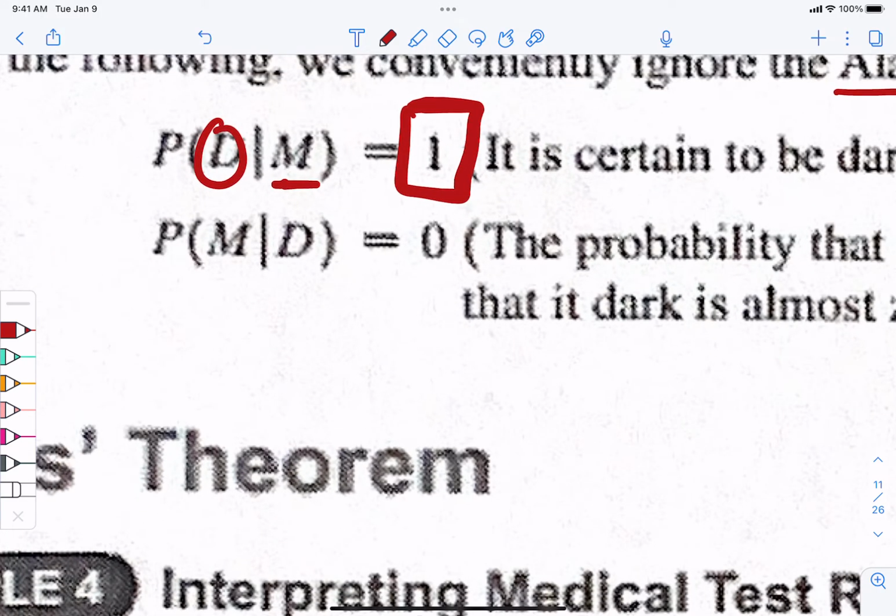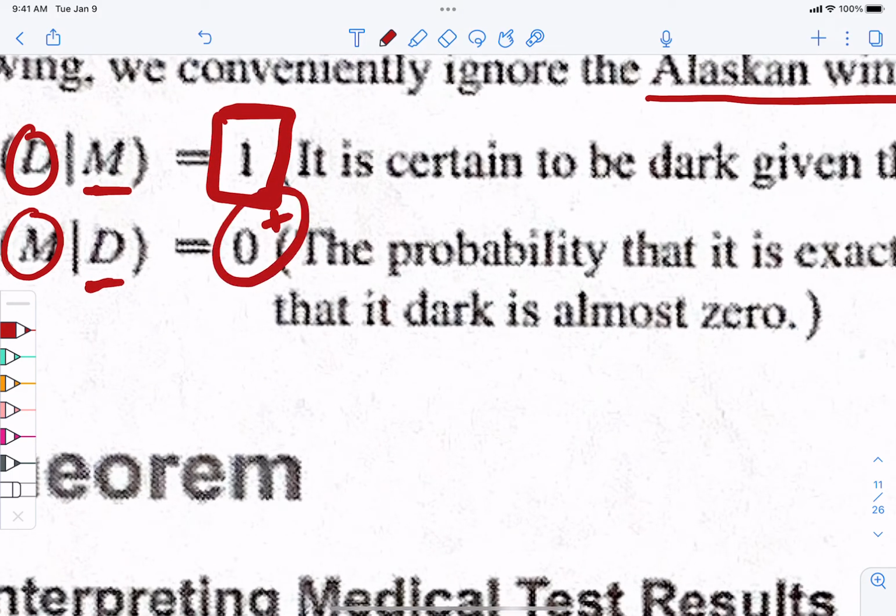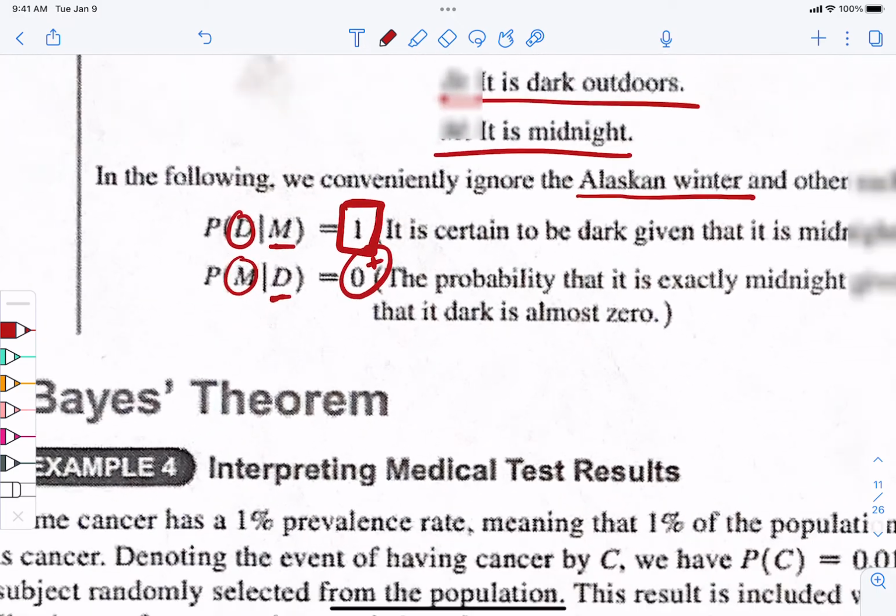What's the probability that it is midnight given that it's dark? I'm talking about any dark hour. What's the chances of it hitting midnight exactly? I'm picking any dark hour, like 3:01 in the morning. What's the chances of me choosing midnight? Not a lot. They call it 0+, which means really, really close to slim to none, the chances of me hitting midnight on the nose if I'm choosing any dark hour. So those two things are not the same.